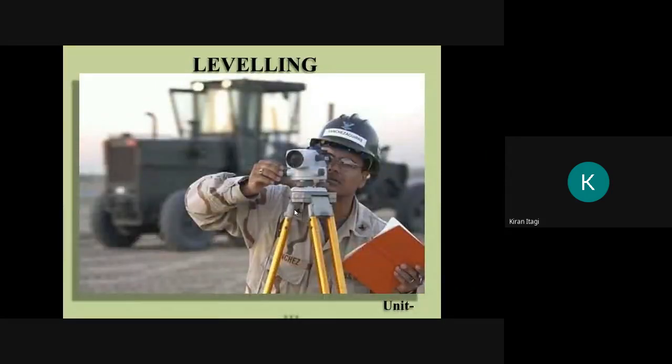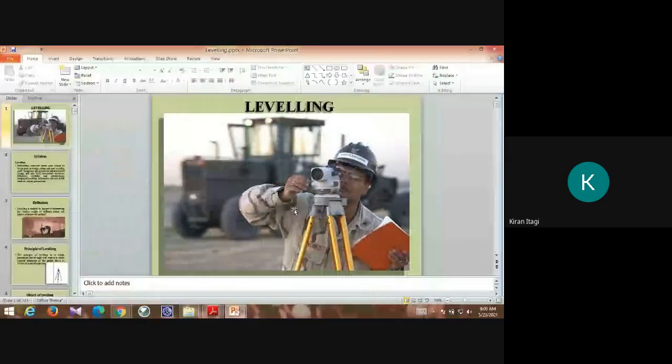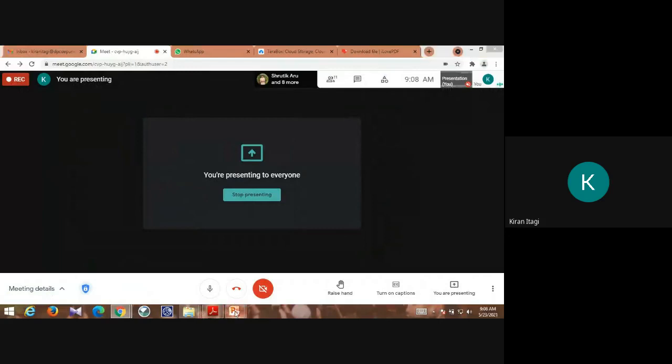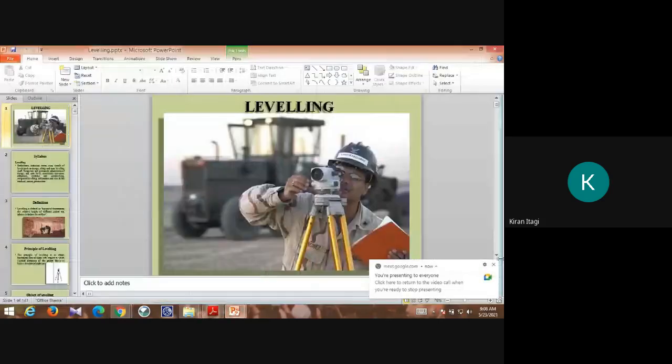So, in last class, we were talking about leveling. How the levels are taken, and what the basic terms and principles are, etc. We have seen that in the last class. Today we will see some numericals regarding leveling.